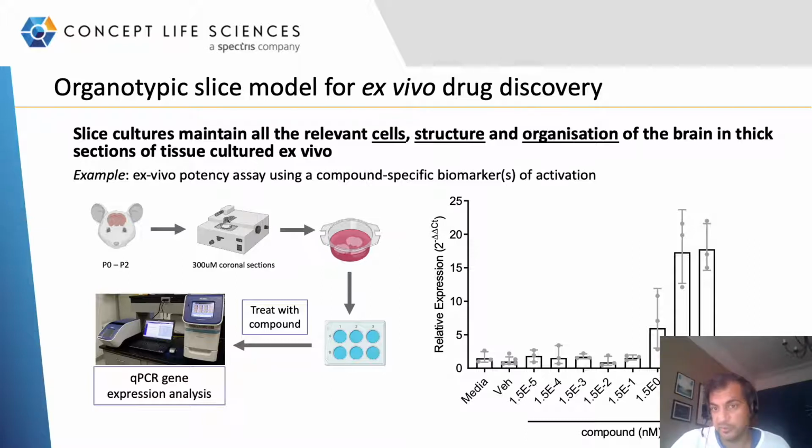And so, as I referred to earlier, there is increased variability. However, the data generated was more reflective of what's found in vivo compared to the in vitro dissociated cell system.